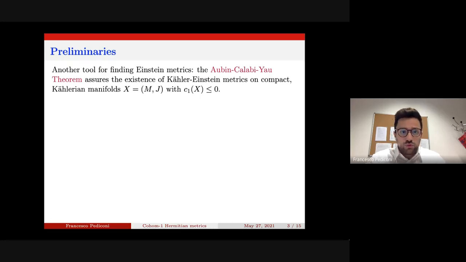Another powerful tool for studying Einstein metrics comes from complex geometry, and it is the so-called Aubin-Calabi-Yau theorem. It tells you that if you start with a compact complex manifold which admits Kähler metrics, and the first Chern class of the manifold is negative or zero, then there exists at least one Kähler-Einstein metric on your manifold. This is a very powerful theorem in complex geometry, and it was conjectured by Calabi in the 50s.